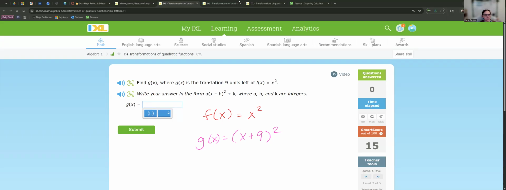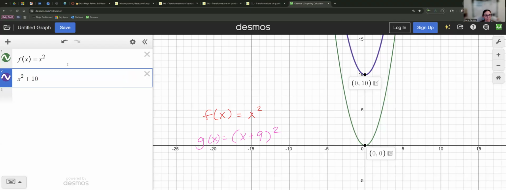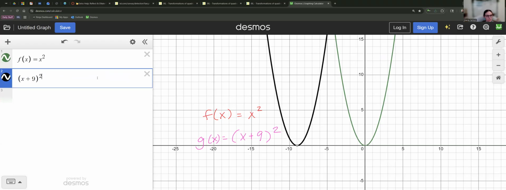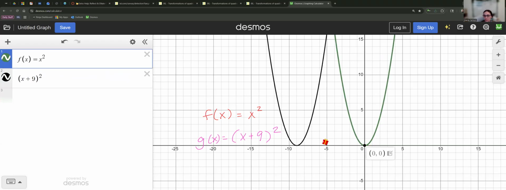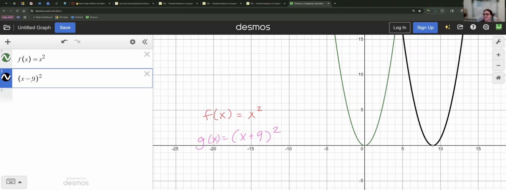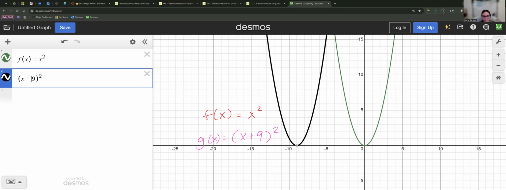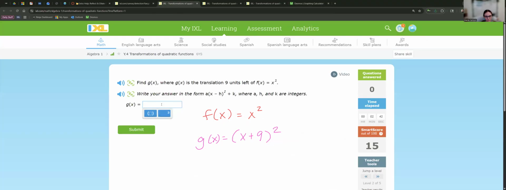And we can see this in Desmos as well, right? We have f of x equals x squared. Let's just delete this one and write x plus 9 squared. And you'll notice from the original green to the new transformed black function, we have shifted 9 units to the left. So it's kind of opposite of what you would think, because oftentimes when we think plus 9, we would think to the right towards the positives. Because it's in the parentheses being squared, it's actually opposite. Notice if we had x minus 9, that would cause it to move to the right. So the correct answer here is x plus 9 squared.